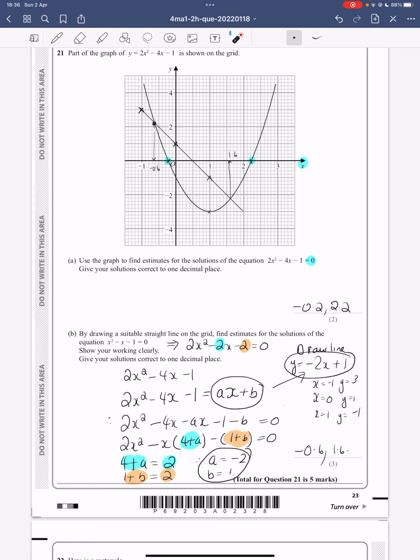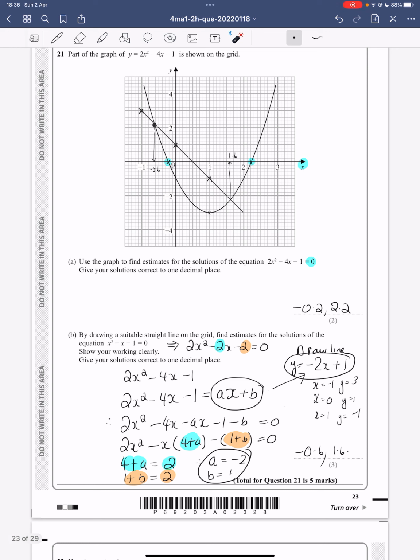And then you work out the actual answer, where they're equal to each other, where they cross. Plus 1.6. And then minus 0.6. It's just on my graph. It's just closer to, it says to 1 decimal place. So, okay.